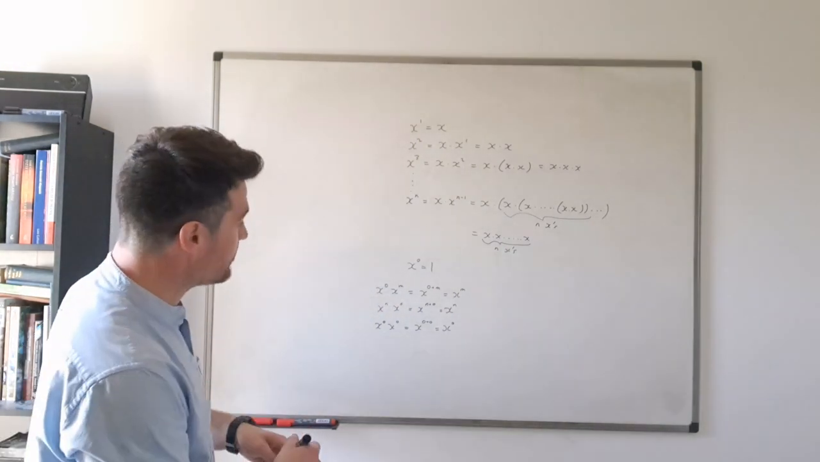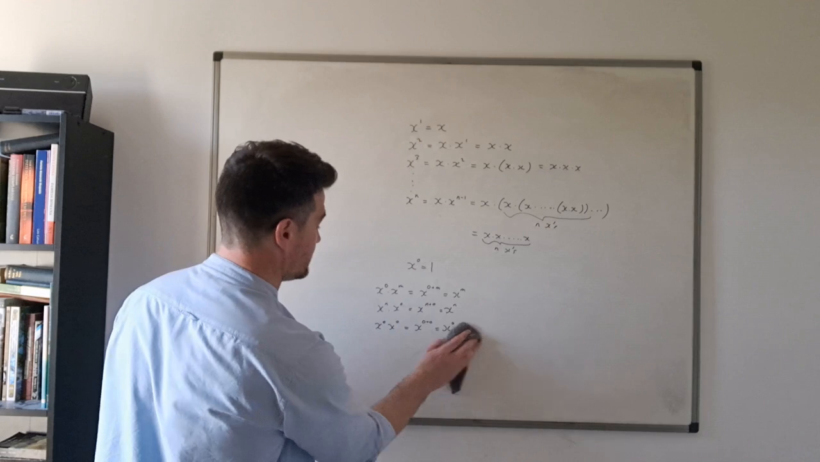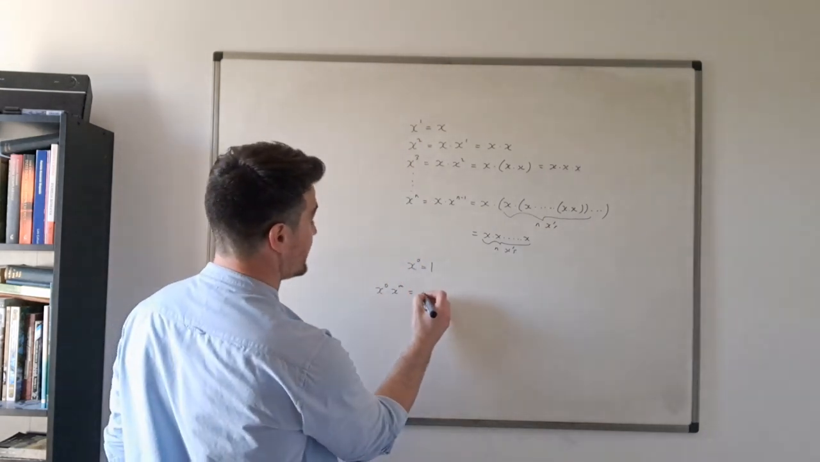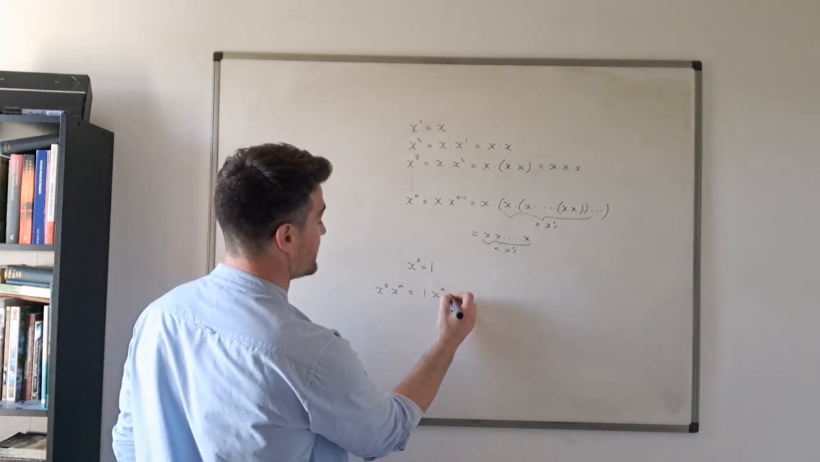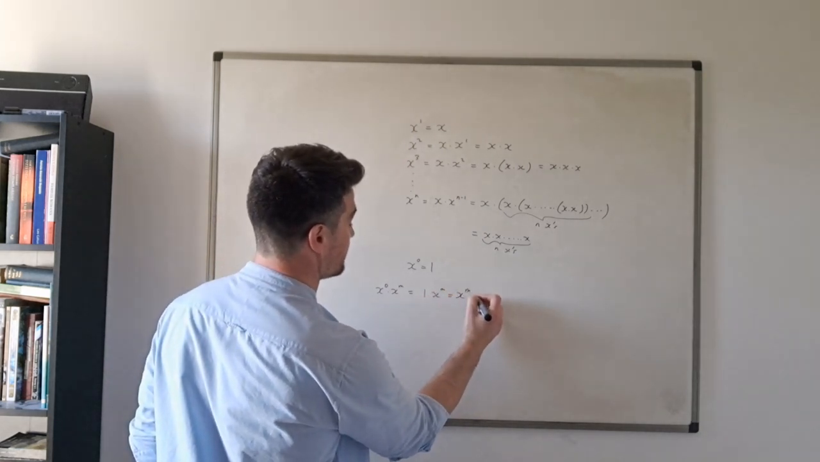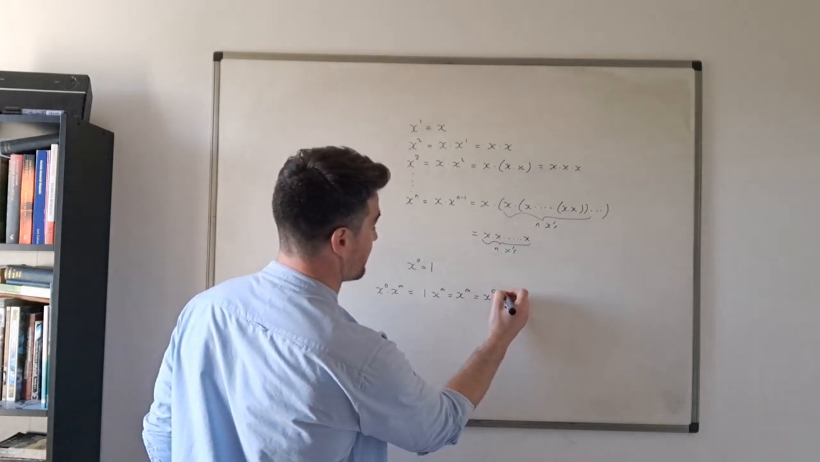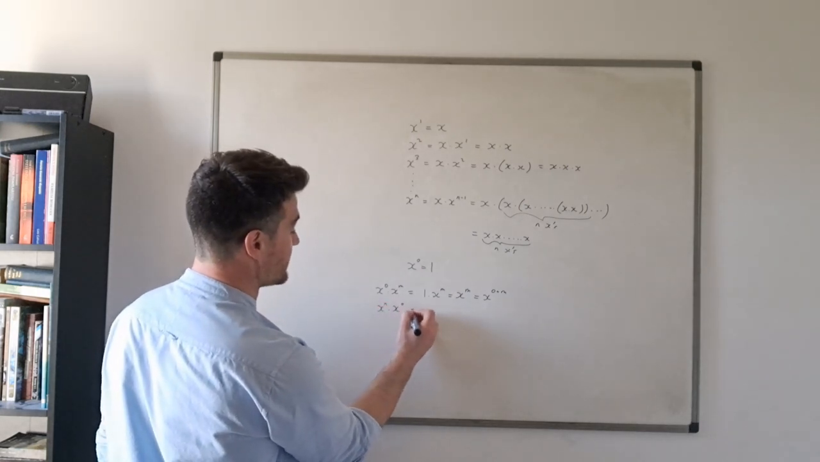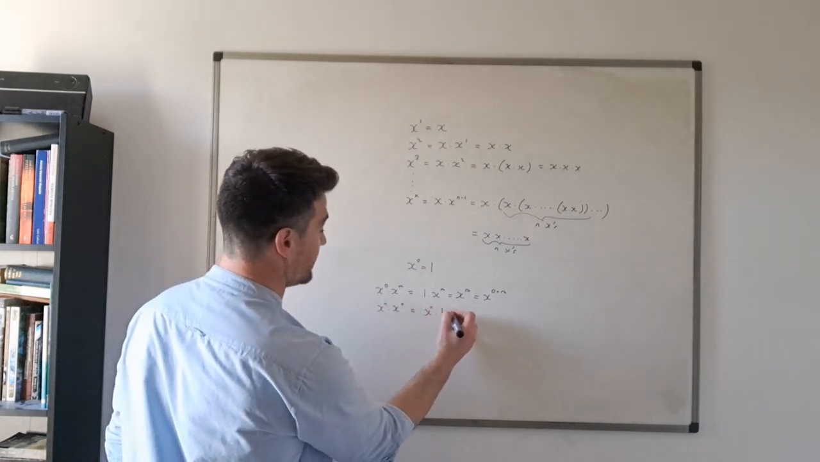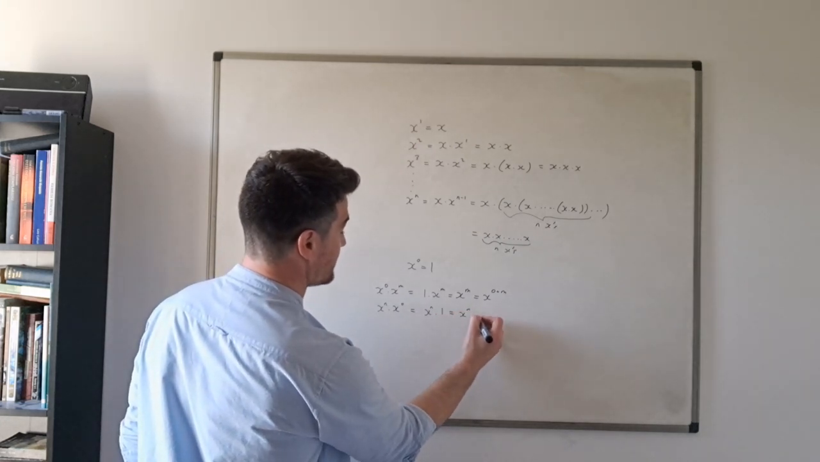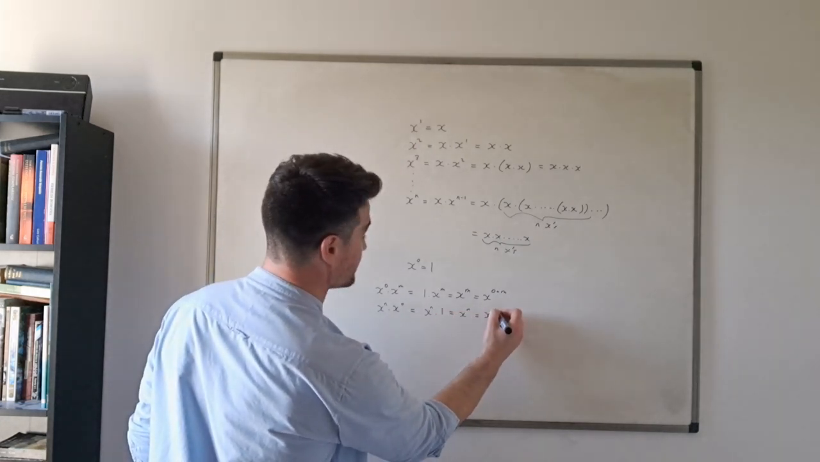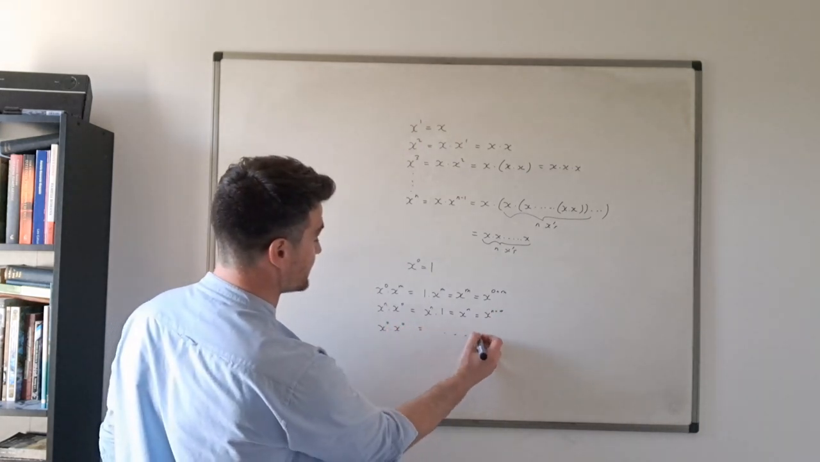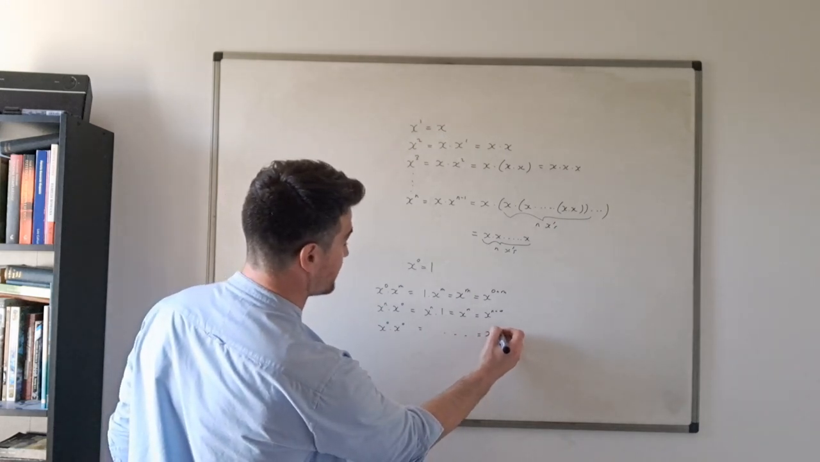Okay, so now I can check this. X to the power of 0 times x to the power of m is equal to 1 times x to the power of m, which is x to the power of m, which is x to the power of 0 plus m. That works, fine. X to the power of n times x to the power of 0 is x to the power of n times 1, which is x to the power of n, which is equal to x to the power of n plus 0. Perfect. And similarly, I'm not going to go through it, but x to the power of 0 times x to the power of 0 is equal to 1, which is x to the power of 0 plus 0.